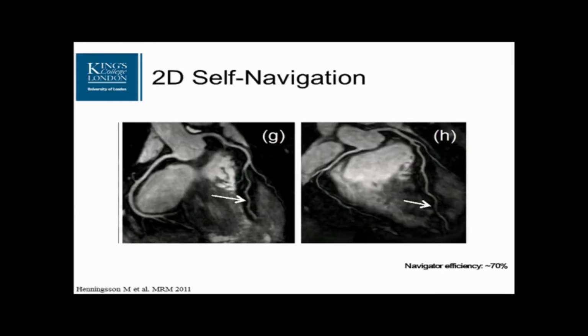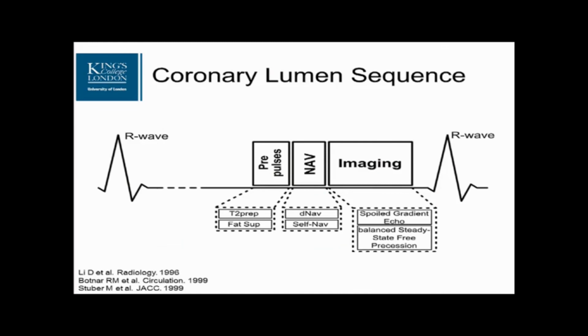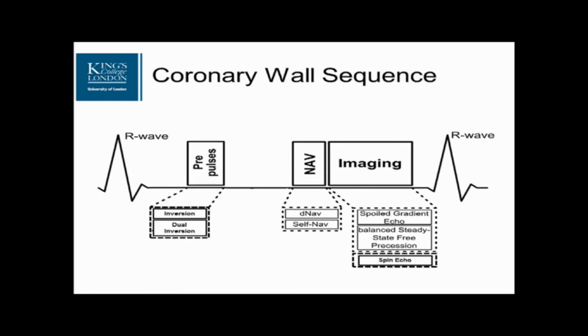These are just some image examples of how that may look if you use those image navigators, here with a scan efficiency of 70%. So basically a typical lumen sequence uses a T2 prep pre-pulse and fat suppression, and then a gradient echo or steady state sequence, whereas the vessel wall sequence usually uses an inversion pulse or a double inversion pulse, while the imaging part is pretty much the same, and also the navigation part is pretty much the same.